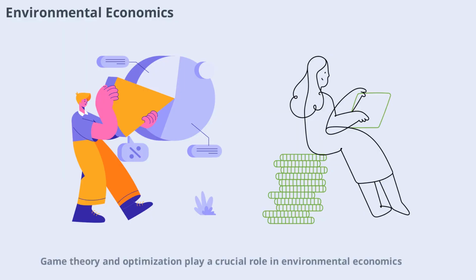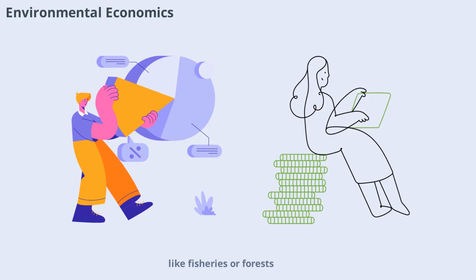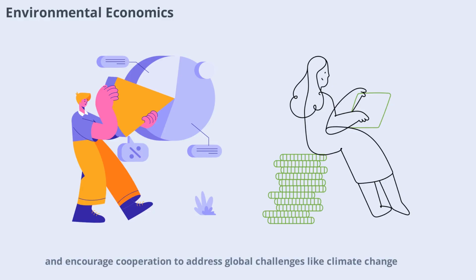Game theory and optimization play a crucial role in environmental economics. They help design policies for managing common resources like fisheries or forests and encourage cooperation to address global challenges like climate change. By modeling incentives and optimizing resource use, economists can promote sustainability and protect the environment.